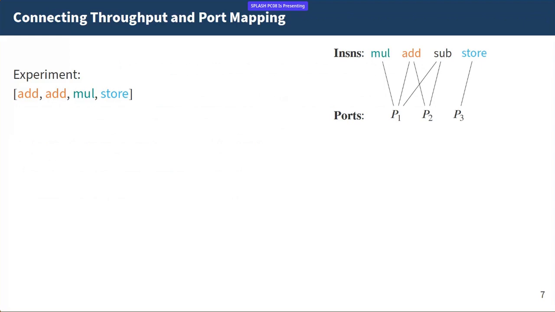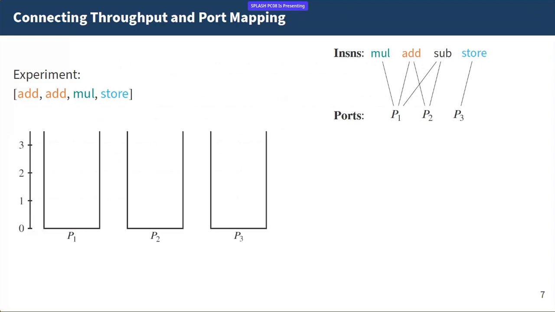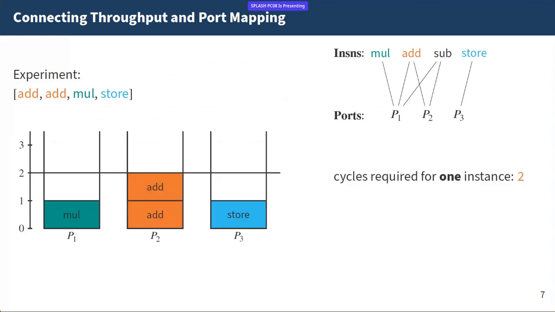So yeah, when we want to execute such an experiment according to our port mapping model, the idea is that we have to distribute them to the ports, which are displayed here as these three buckets, according to what the port mapping allows. So one way of distributing this experiment would be this, where we have to put the mul and the store instructions into port 1 and port 3 respectively, because that's the only places where the port mapping allows us to put them. Whereas the add instruction, we could place either in port 2 or also in port 1. That's what is allowed here.